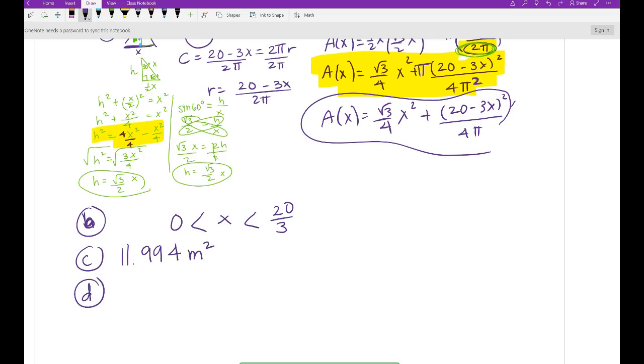Then that leads me to D. What is the x value to give me that answer? The x value is 4.15. 4.15. Does that seem okay? Yes, no? Someone confirm that for me?